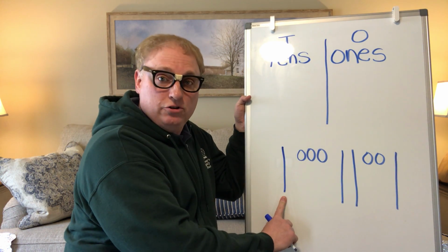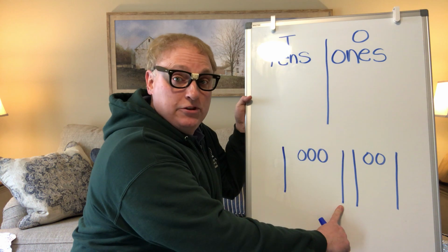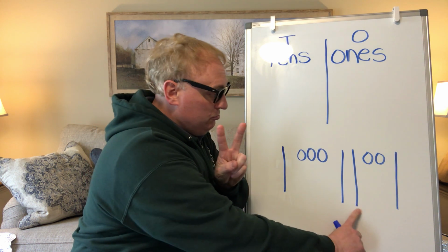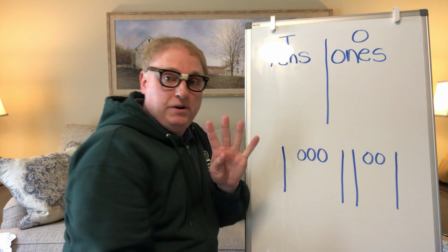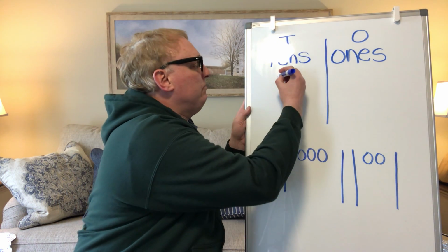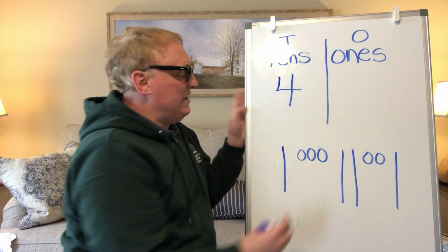This is one bundle or group of 10. This is another bundle or group of 10, so that's 2. This is another bundle or group of 10, that's 3. This is another bundle or group of 10, that's 4. So we have 4 groups of 10.